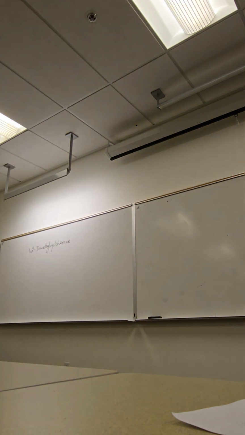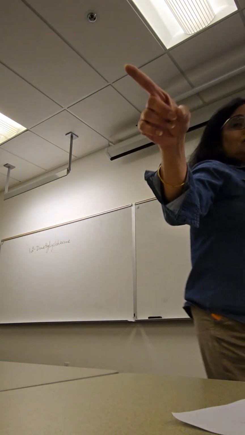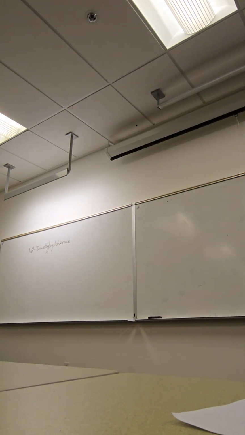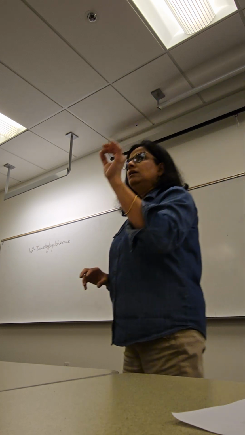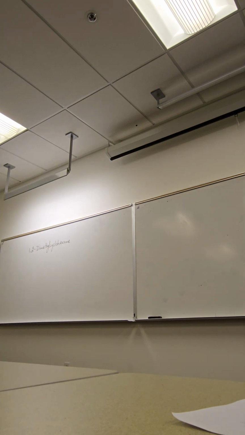1,2-dimethyl cyclohexane. That means you're putting 2 methyls on adjacent positions on the chair. Right? Yes? That's not methyl, that's ethyl. Oh, that's right. Ready? Please think about it and tell me. How many 1,2-dimethyl cyclohexanes are there? What are those two?